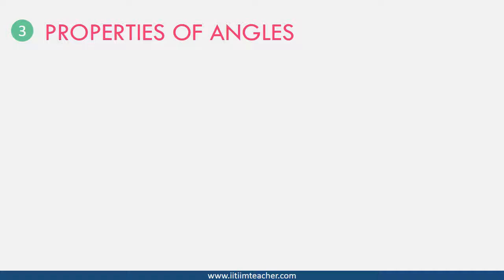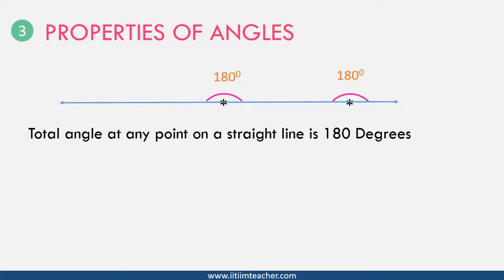Let's look at some of the properties of angles. Consider a straight line and any point on it. What is the angle formed at this point with this straight line? That is equal to 180 degrees. This is true for any point on the straight line. So the total angle at any point on a straight line is 180 degrees.